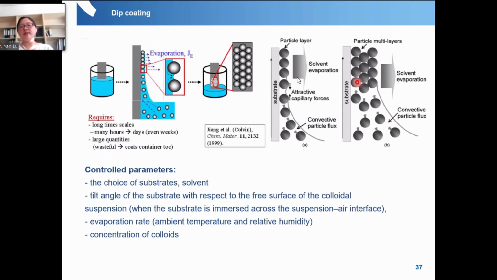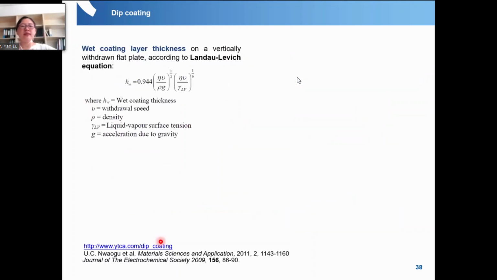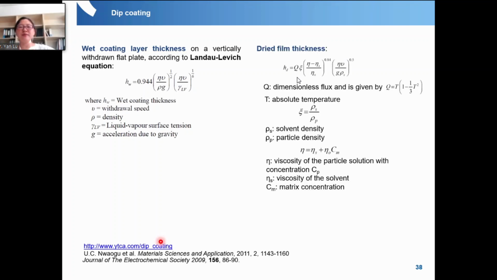So here you can either control the temperature or the humidity of the system, or the drying process. And of course, another very important parameter is the concentration of the colloids. This I will not go into detail because it's a little bit complicated for you maybe. There are already well-defined ways for you to calculate the thickness of your films by this dip coating process.